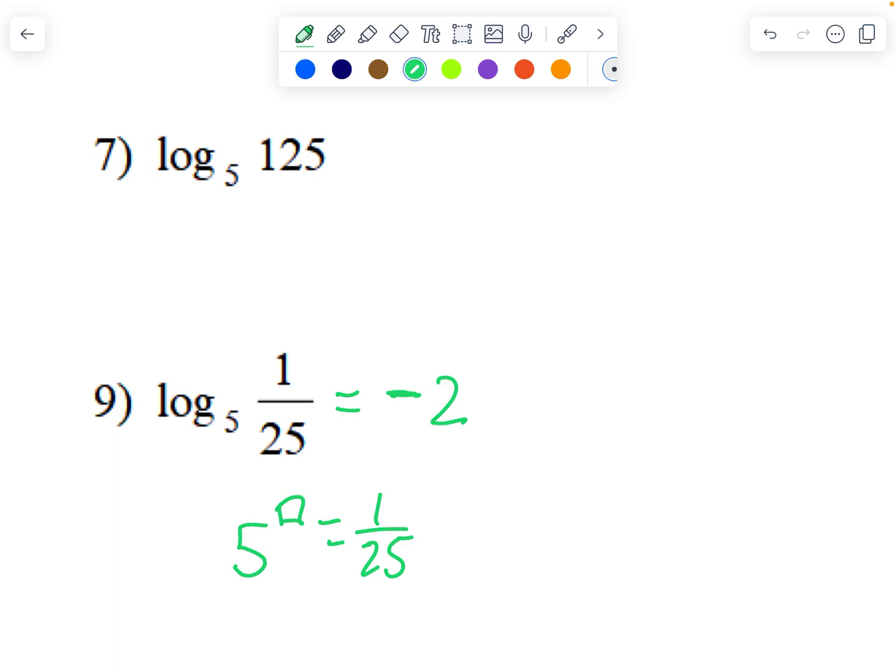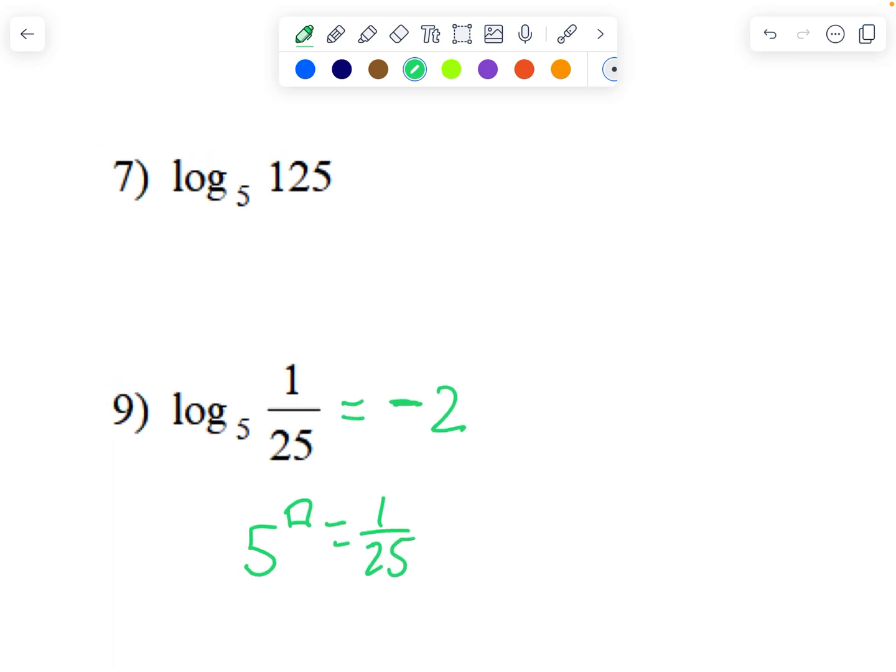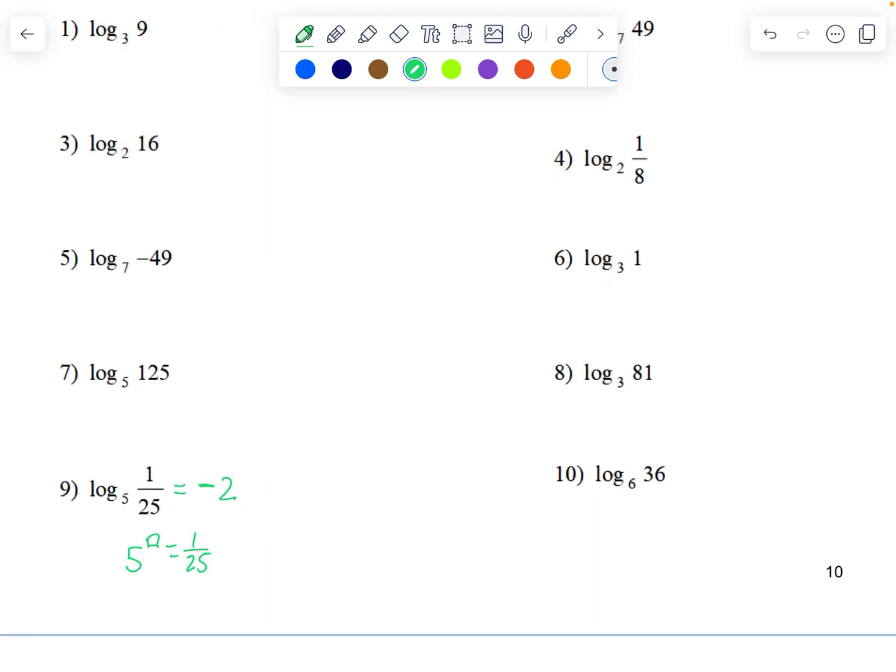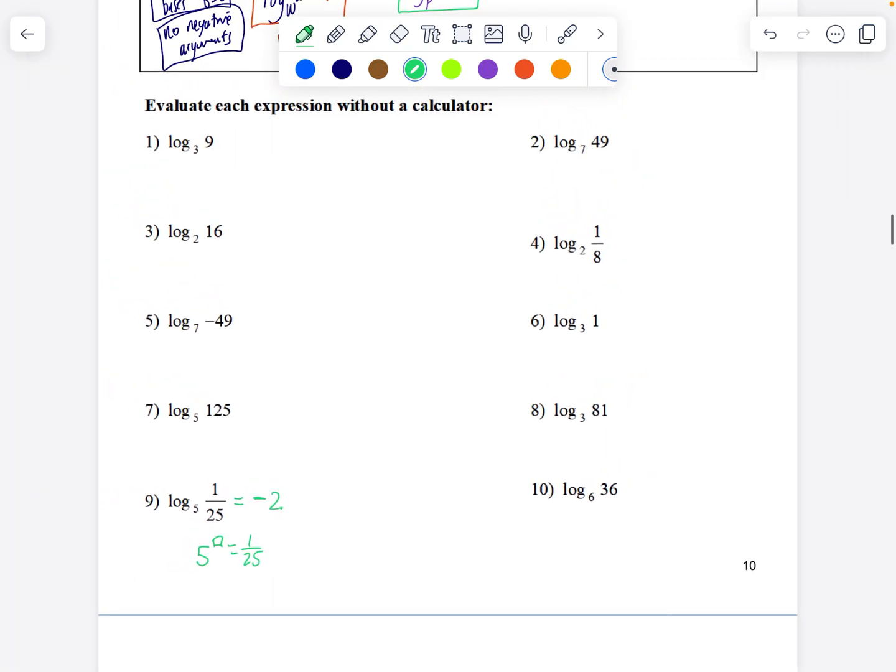You can plug logs into your calculator. I will show you how to do that at a later date, because right now I want to do no calculator. Okay. Pause the video. I want you to try and do all of these. 10. Unpause, and then I'll show you the answers. Go ahead, pause, try these. You should be able to do all of these.